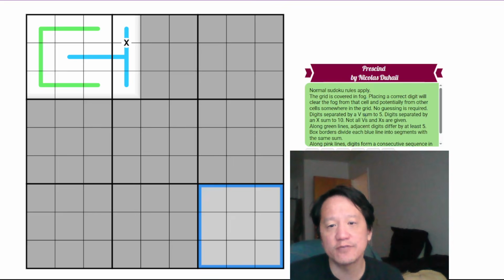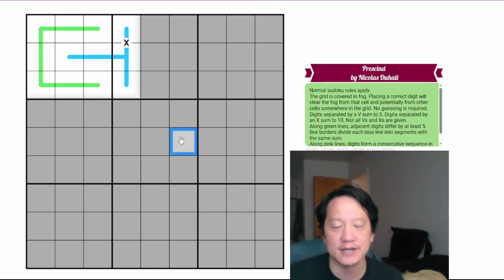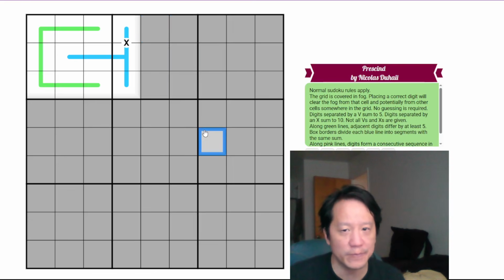The grid is covered in fog. Placing a correct digit will clear the fog from that cell and potentially from other cells somewhere in the grid. No guessing is required. So this is dynamic fog of war. Digits separated by a V sum to 5. And digits separated by an X sum to 10. Not all V's and X's are given.